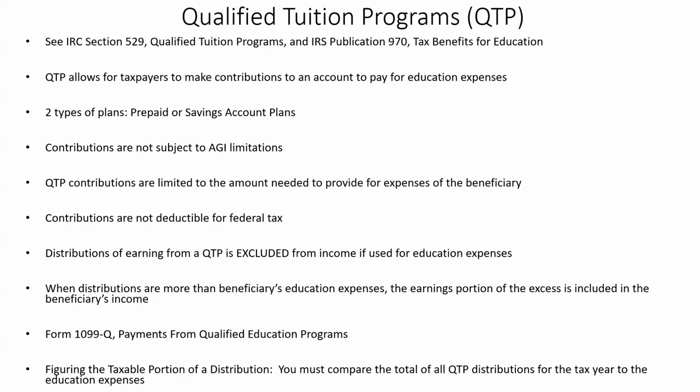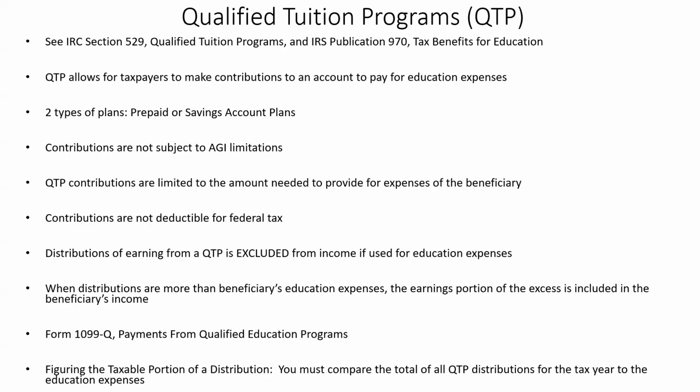And the whole idea is to pay for education expenses, or to be more specific, qualified education expenses. And there's a couple of plans, and the ones I've heard about in the past are those prepaid plans. There's also what is called a savings account plan. But again, these are qualified tuition programs. And there's no limitation to AGI. So that means if you're making the big bucks as the contributor, then you can still do that.